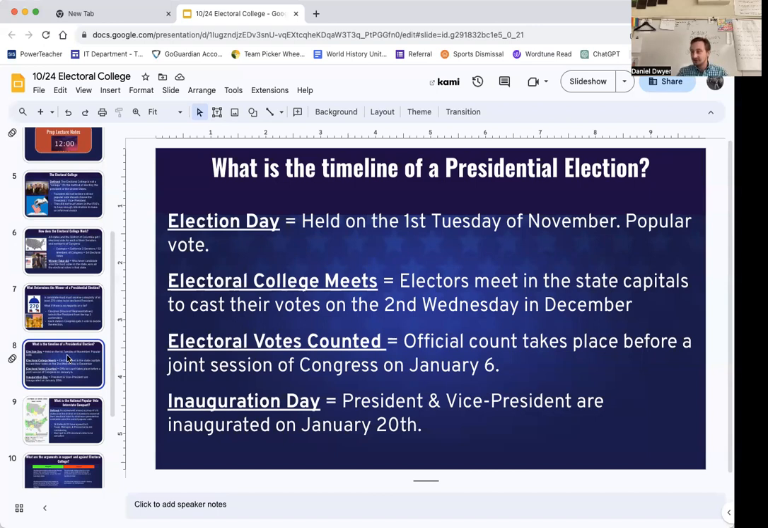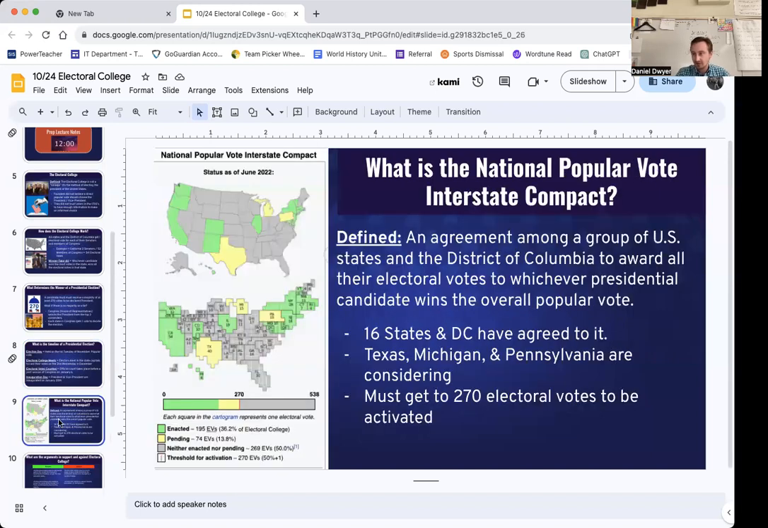Electoral College meets. The electors meet in the state capitals to cast their vote. They used to actually be able to go against their state, but they do not allow that anymore. So you do have to vote for whatever your state says. Electoral votes counted. Official counts take place before a joint session on January 6th. Inauguration day is when the vice president and president are inaugurated on January 20th.